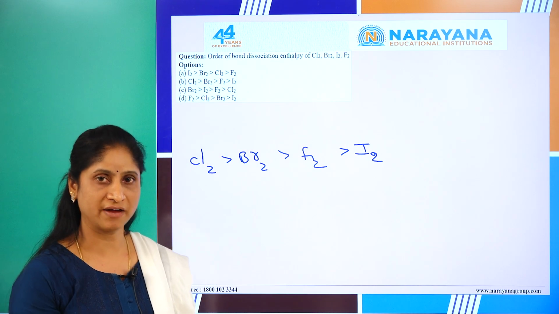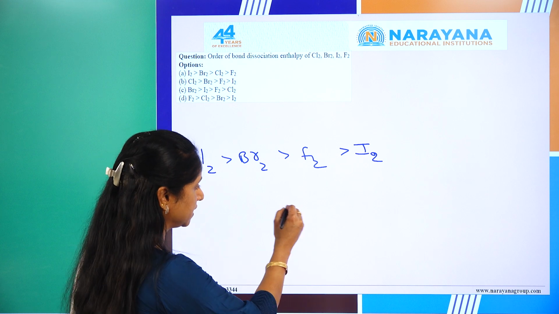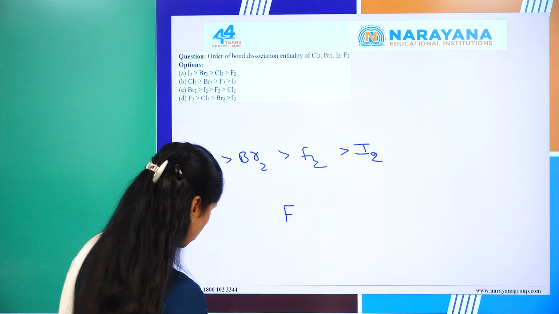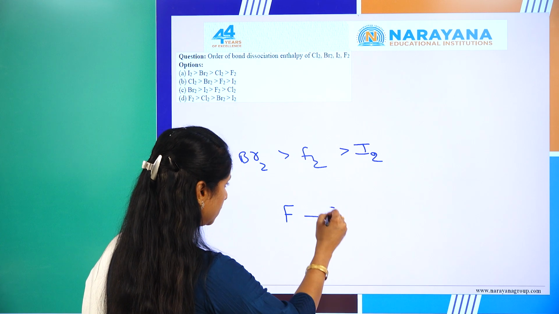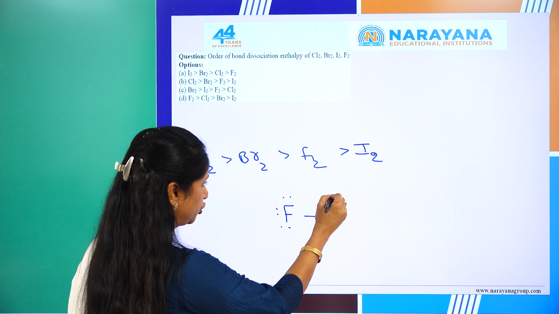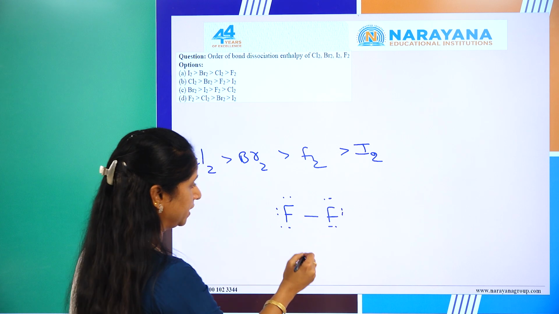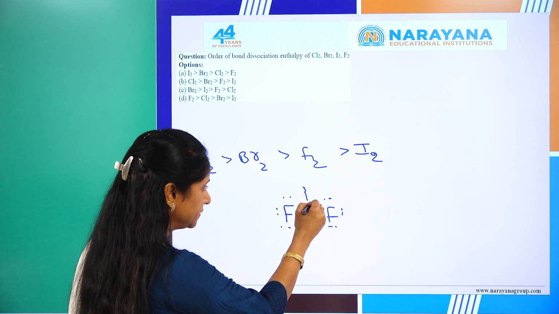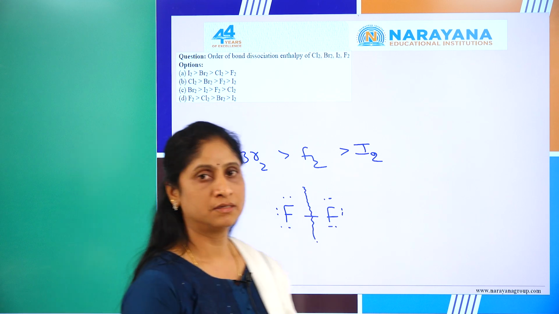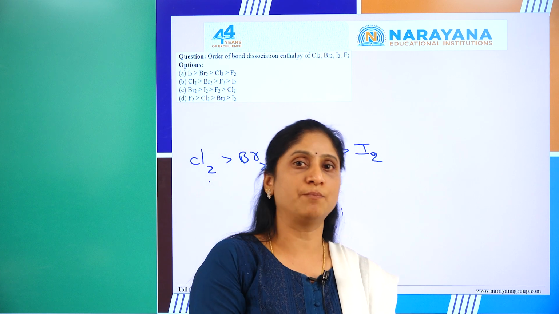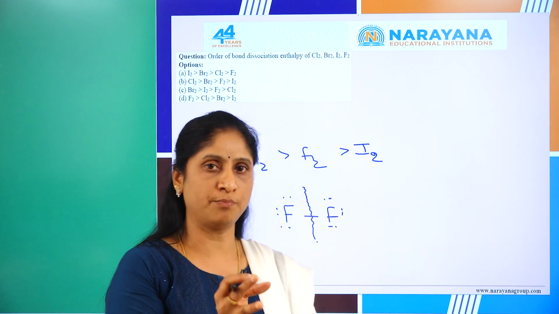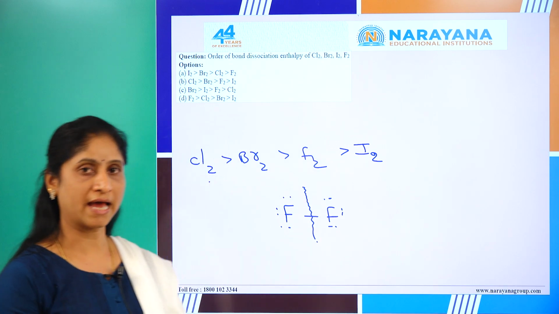The best satisfactory answer we can give is that fluorine is a very small sized atom. So between fluorine and fluorine, observe here, due to lone pair repulsion, this bond cleaves more easily than in chlorine and bromine. That's why fluorine has less bond dissociation enthalpy than chlorine and bromine, which is a most important general point to be noted in halogens.